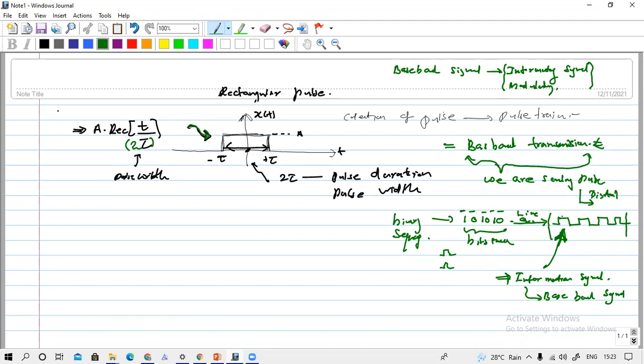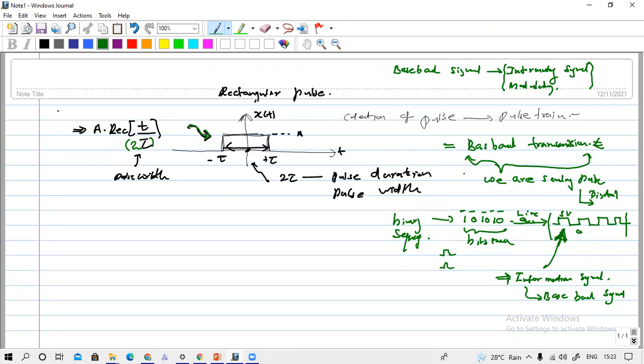Only two voltage levels are there, maybe 5 volt and 0. So limited voltage levels are there, only a few levels, so it is a digital signal. This is a digital baseband signal. If you transmit this signal directly, we call it digital baseband transmission.